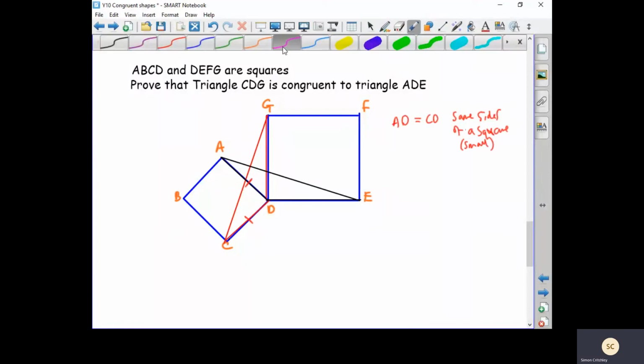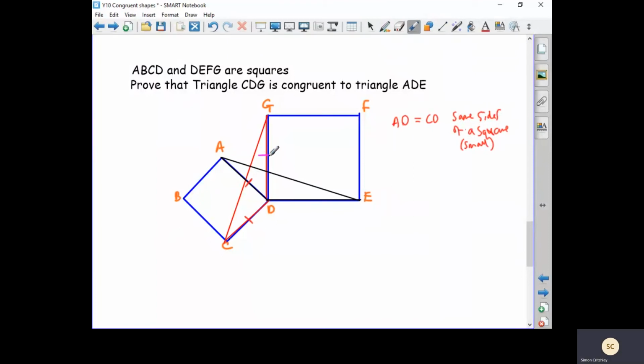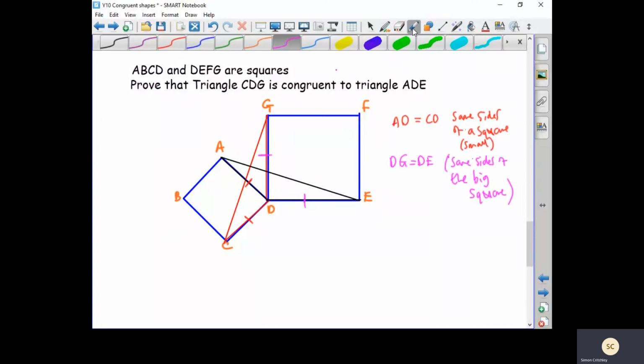But I think we can do something similar as well, which is that D to G is the same as D to E. So similar idea, exactly the same thing, but this time a big square. D to G is equal to D to E, and that's the same sides of the big square. Right, so I've got two sides in A, D, E. What we'd really like to be able to prove now is that the enclosed angles are the same as each other.